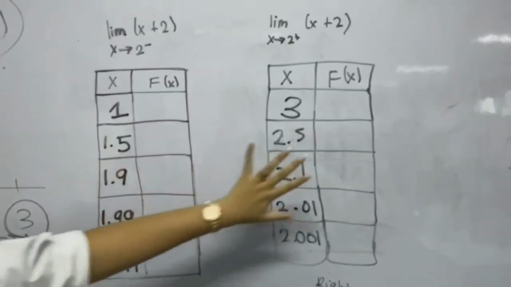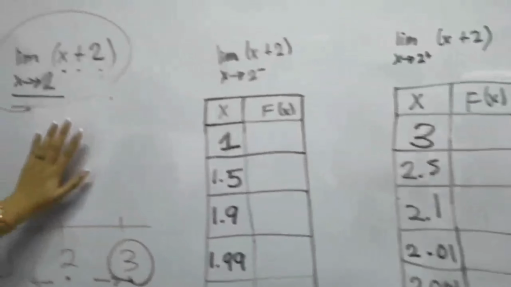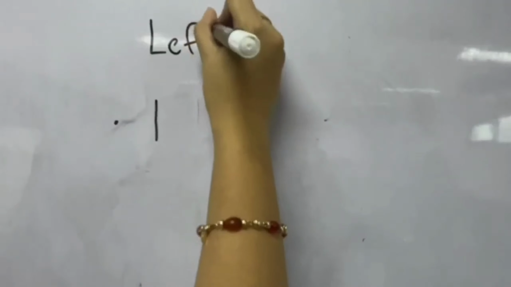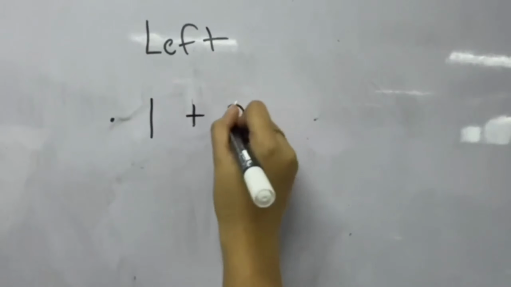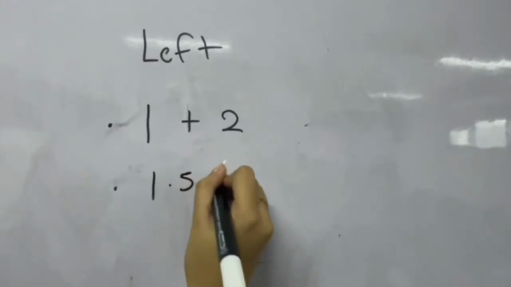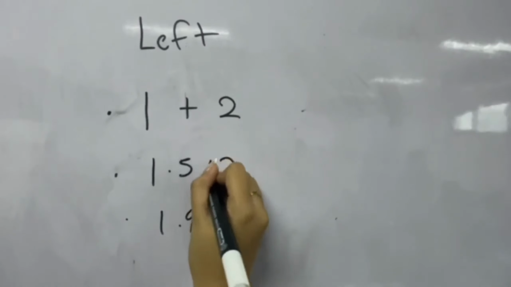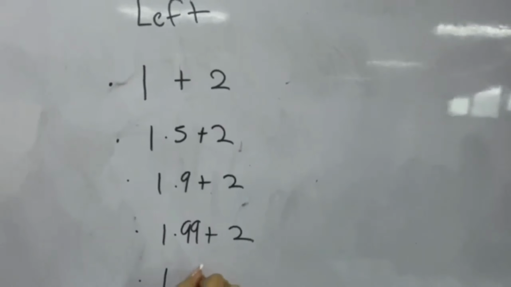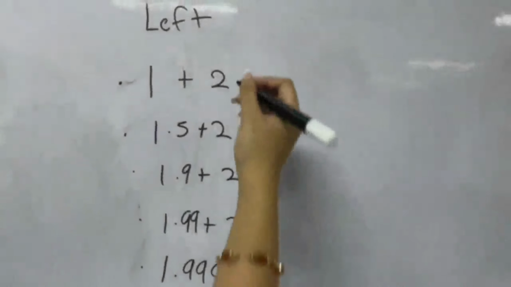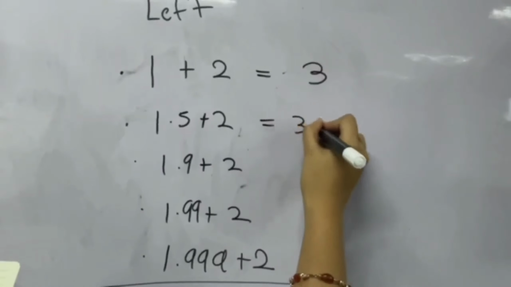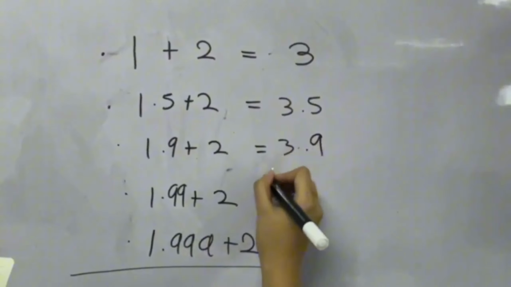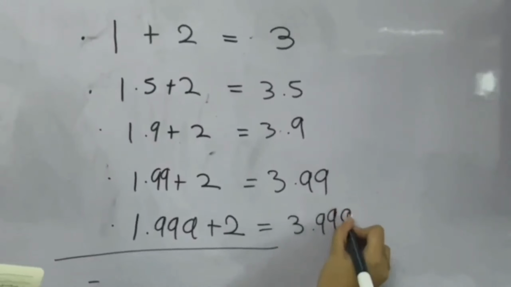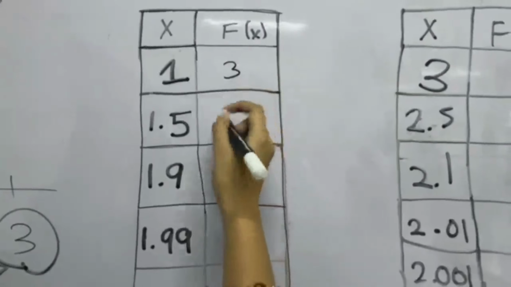Now, we will solve for the f of x part of the left and the right hand limit. To do that, we have to take the approaching value and add it to 2. So for the left hand, 1 plus 2, 1.5 plus 2, 1.9 plus 2, 1.99 plus 2, and 1.999 plus 2. The answers are 3, 3.5, 3.9, 3.99, and 3.999. Let's now input this in the f of x column.